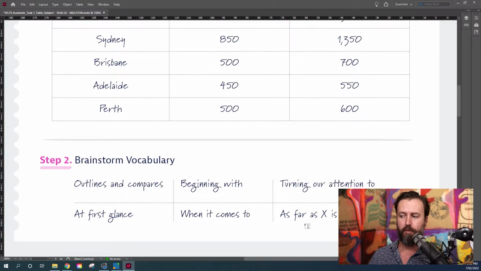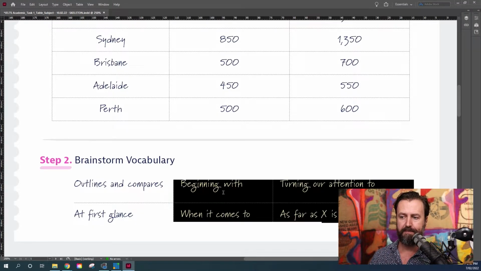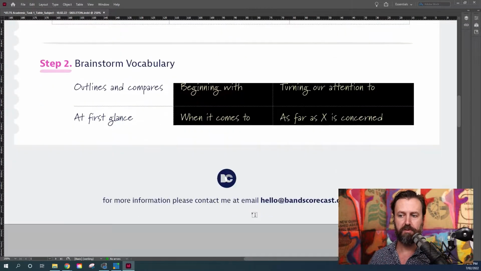All these four pieces of discourse here allow us to change direction. So beginning with Sydney, or when it comes to Adelaide, turning our attention to Perth, as far as Melbourne is concerned. Really good writing, really good expressions that we can use, strong expressions that the examiner will know that we've prepared, that we've come in informed, and that we can navigate that piece of writing quite strongly. So that's the first thing that we want to do.